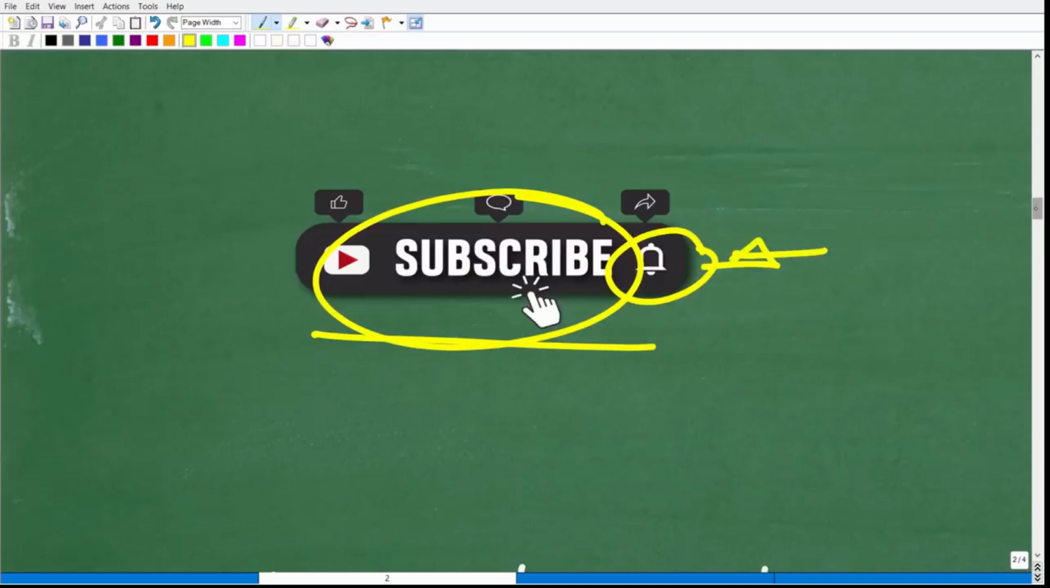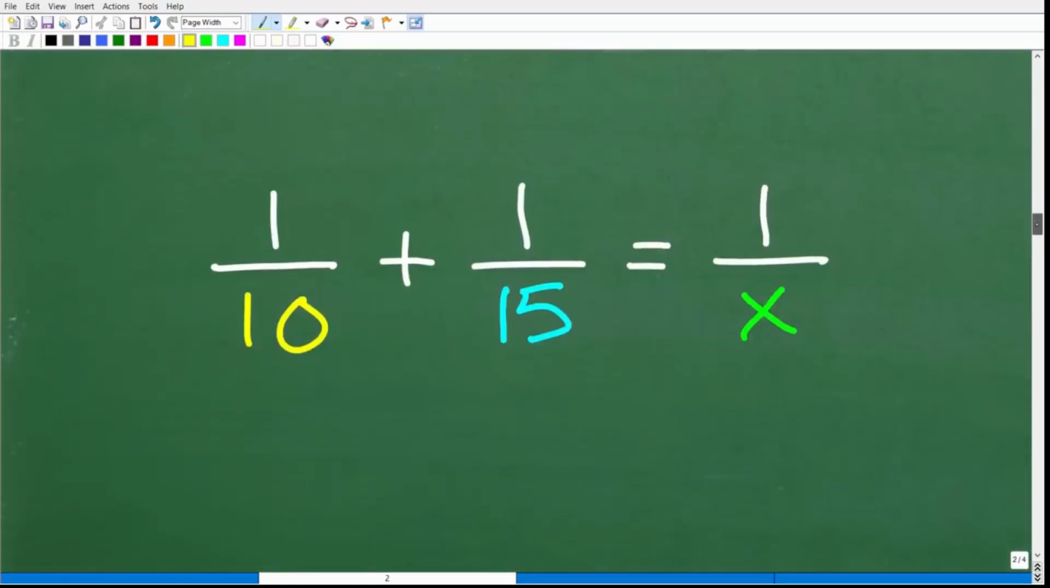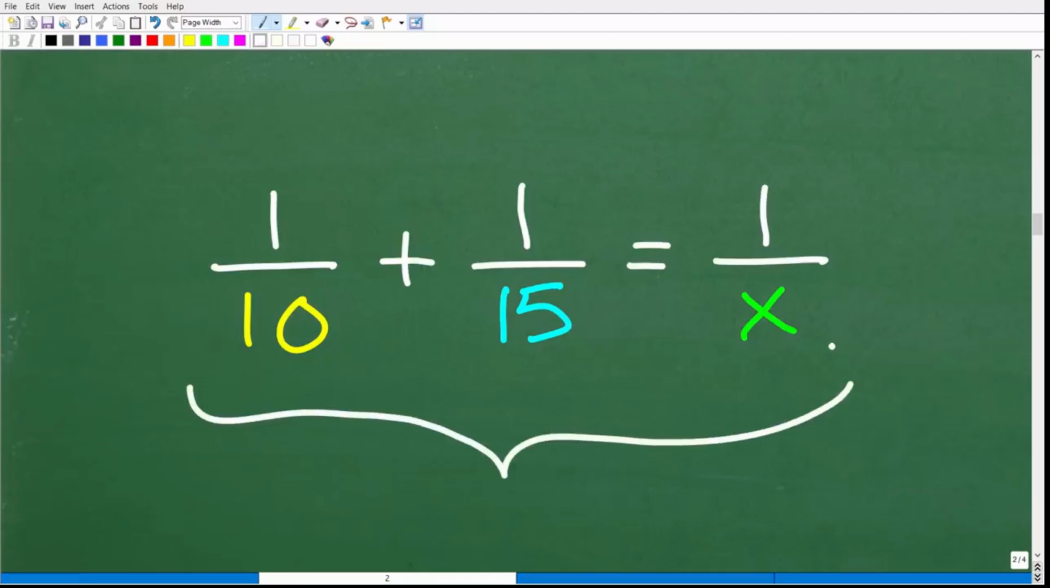Okay, so let's get back to this problem. So here is this equation. We have 1 over 10 plus 1 over 15 is equal to 1 over x. Now, at this point, a lot of people would be confused on how to set up the problem. I actually think that just setting up the problem is a little bit confusing. This right here is an equation that you need to be able to solve in basic algebra. So how do you solve this equation?